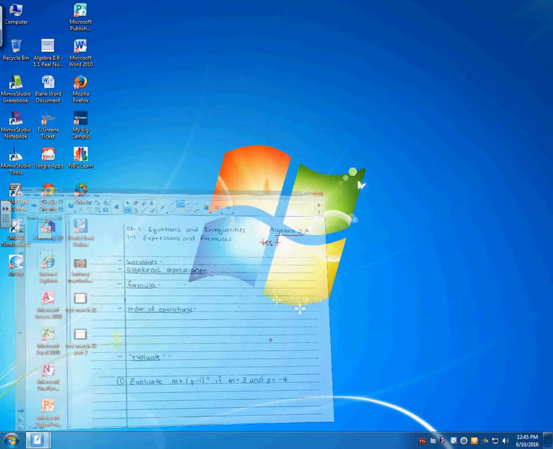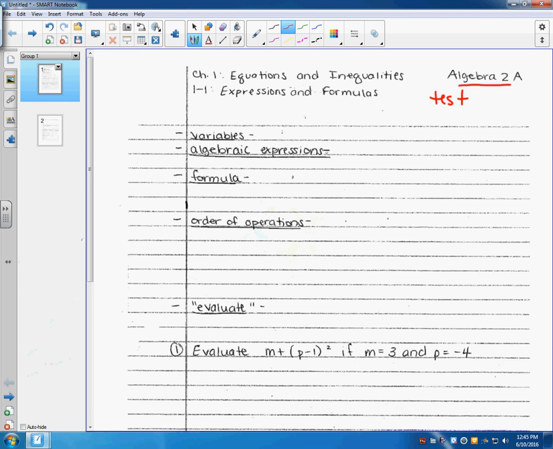Okay, today we're going to be talking about Chapter 1, Equations and Inequalities. 1-1 is expressions and formulas. So with this stuff, a lot of this should be pretty decent review for you. If you're confused, just make sure you make a note, ask me a question later.